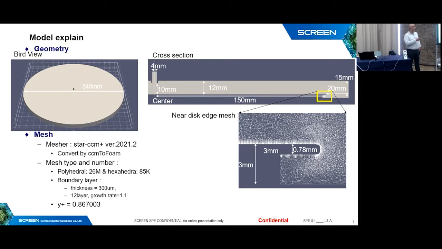And we increase the density of the mesh at the bevel, because the boundary conditions are quite challenging in this area. We have quite a lot of mesh, 26 million. And for the boundary layer, we put 12 layers here.